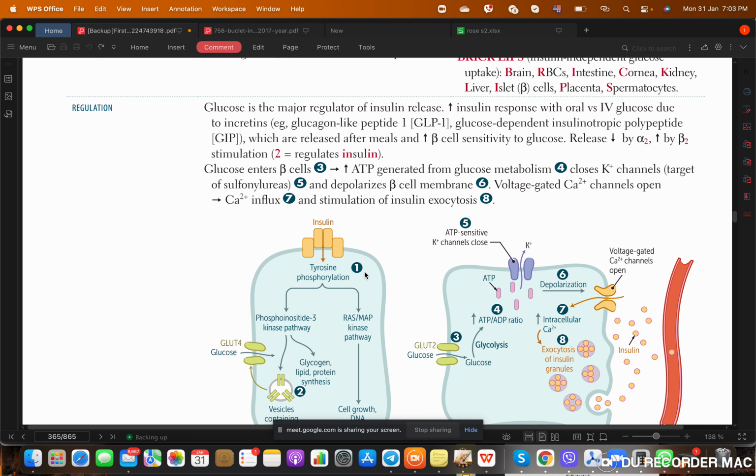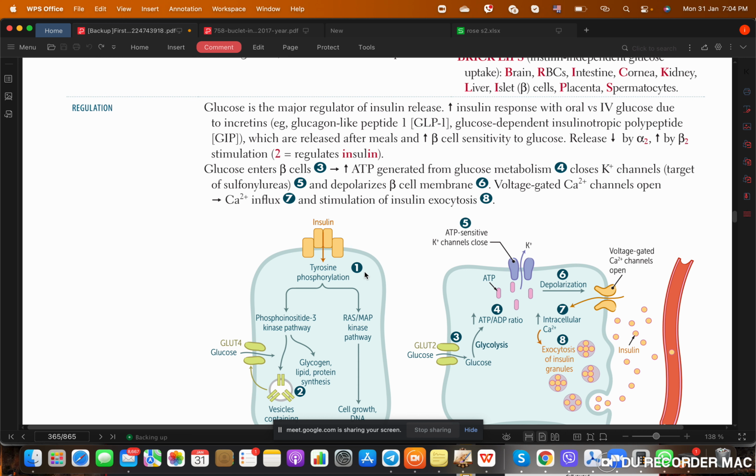Glucose is the major regulator for insulin release. Increased insulin response with oral versus IV glucose is due to incretin. We studied about this, guys. Remember when I told you, if someone takes IV glucose and you check his insulin level, and somebody takes glucose orally and you check his insulin level, which one of the two will have a higher insulin level? The one who took it orally or the one who took it IV? Orally, obviously.